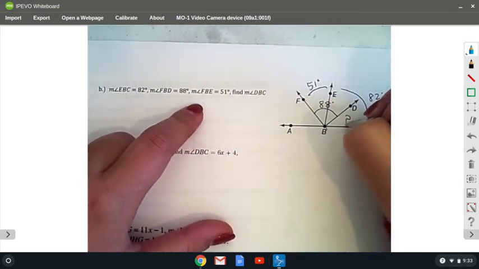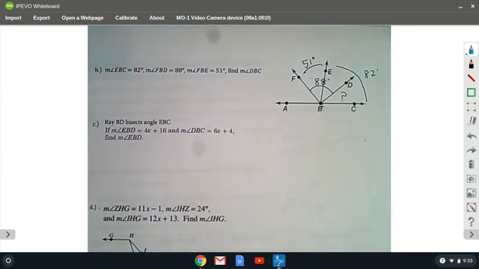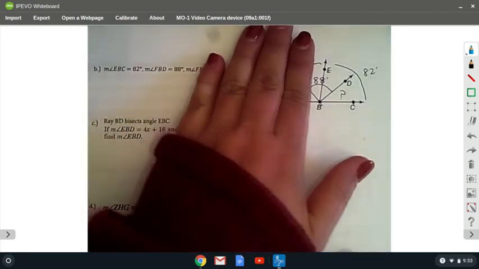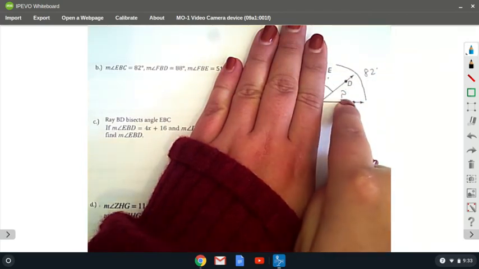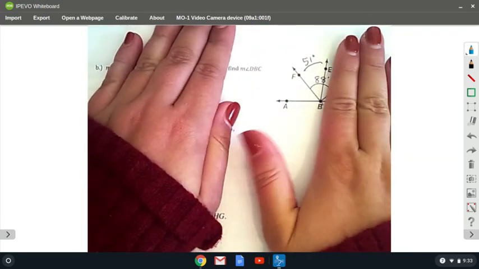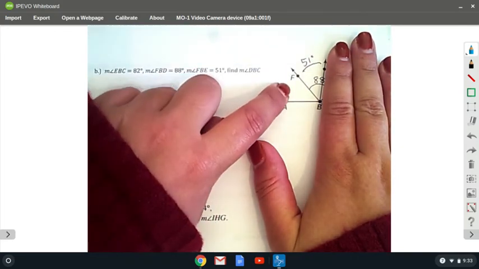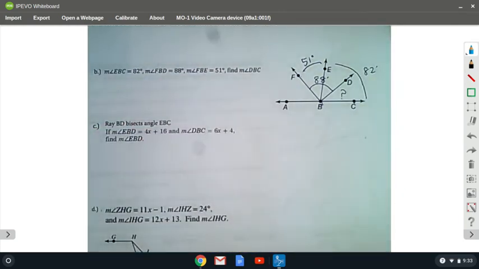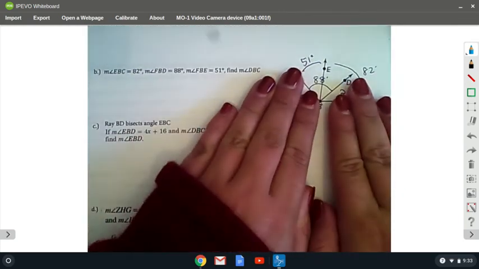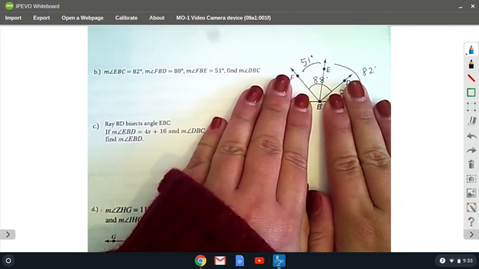Find angle DBC. So there's a lot of overlapping happening right now. I'm just going to focus on one thing at a time. If I look at this, I have 82. I don't know this part and I don't know this part. So there's nothing I can find there. If I look at this angle, I know this is 51. I don't have this. So that's not going to help me. So let me look at this angle. I have 88 and 51.